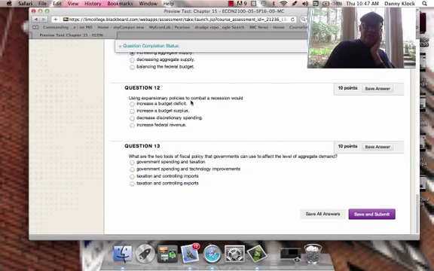Using expansionary policies to combat a recession, again, expansionary policies where you spend more, increase federal spending, increase government spending, and decrease taxing is also a part of this. But the problem, if you do that, is it's going to increase a budget deficit, right?